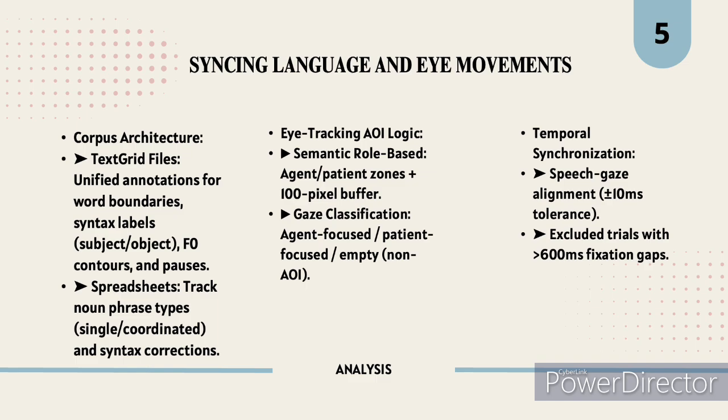For eye tracking, they defined areas of interest, AOIs, based on who did what in the images. If an actor was the doer, the agent, they drew a box around them plus a 100-pixel buffer, like giving them personal space. Every gaze was classified as agent, patient, or empty.